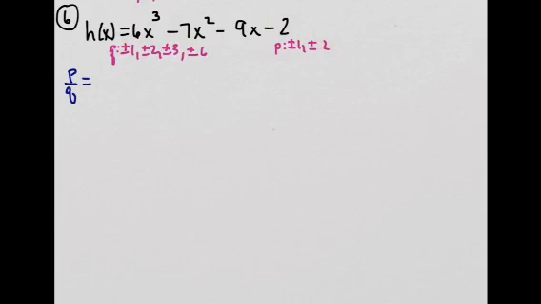So 1 over 1 is plus or minus 1. 1 over 2, and again I'm talking about this 1 over this 2, is plus or minus 1/2. 1 over 3 is 1/3. And 1 over 6 is 1/6. Okay? So now we're going to do the 2's. 2 over 1 is 2.